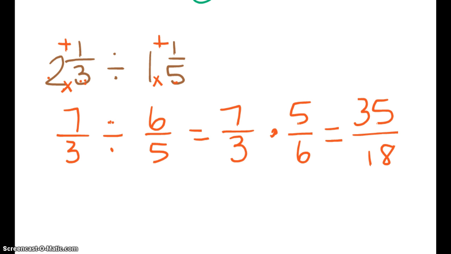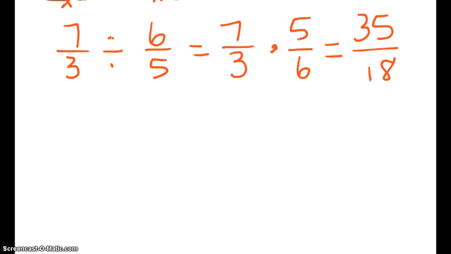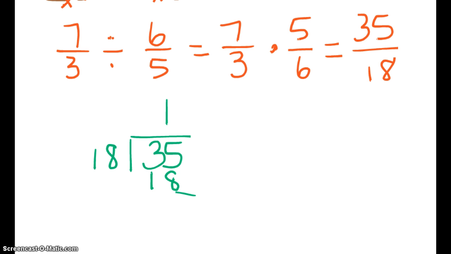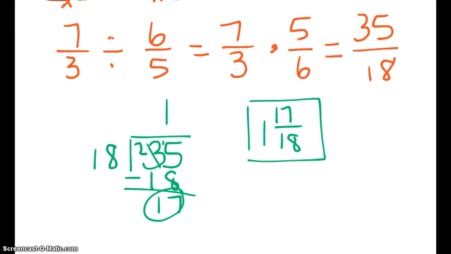So we get 35 18ths. That cannot be simplified, so we're just going to go ahead and say 35 divided by 18 one time. So we end up with 1 and 17 18ths. And that's it. So make sure you practice these skills because it's very easy to get some of these things mixed up with multiplication and division.